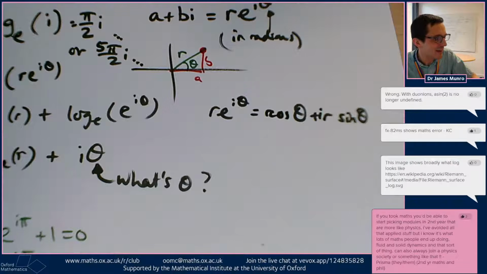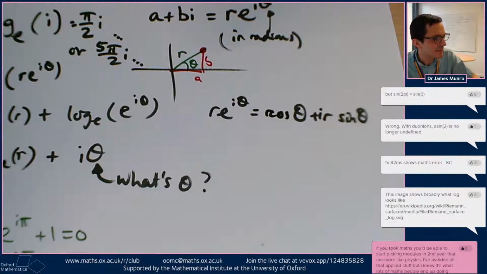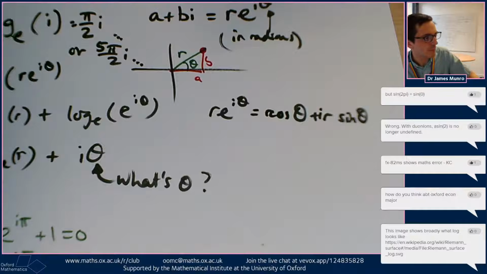Yeah, okay. Are the calculators not happy? Is this person calling complex numbers duonians? Lovely. Good, okay, cool.